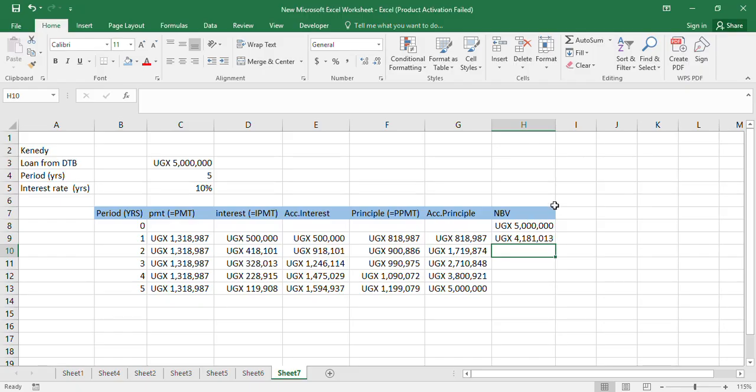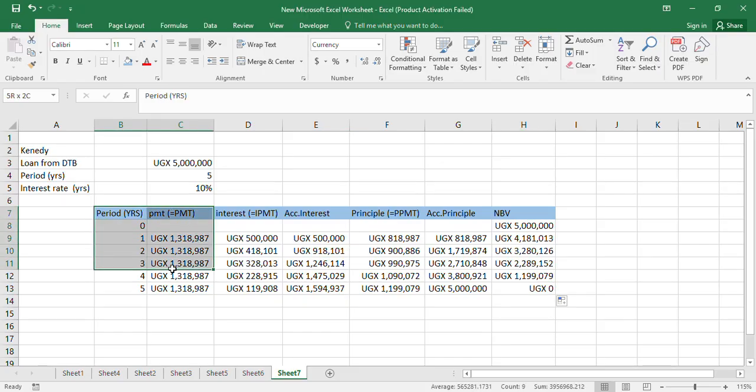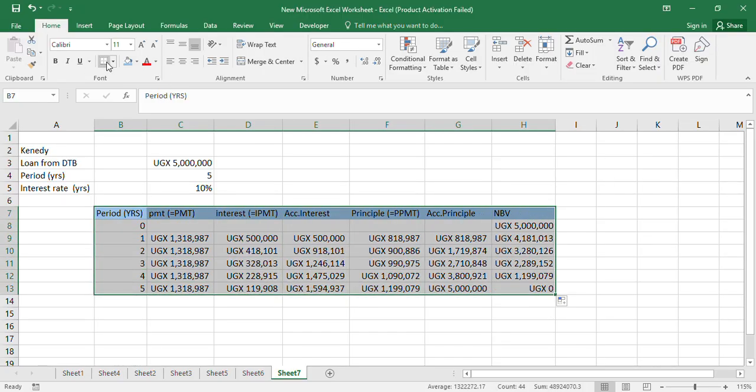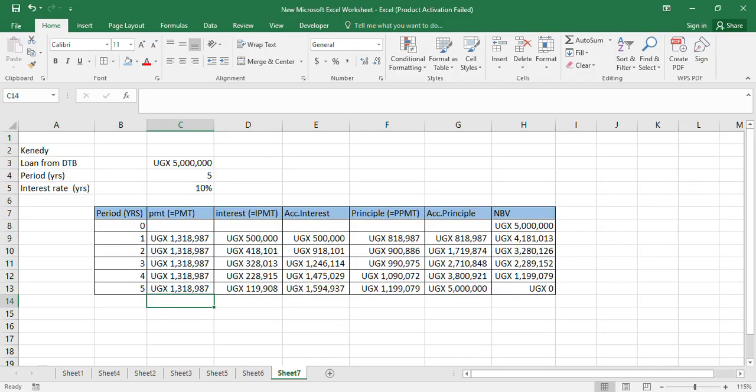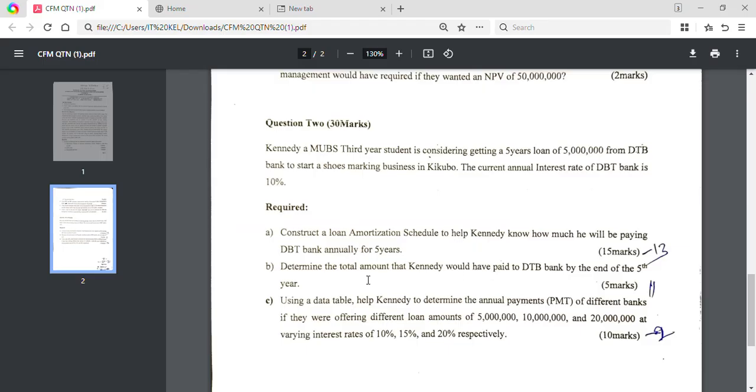Now we shall click here to autofill this also. And the last amount must be 0 for the last year. So we shall put this in all borders. Now, if you go back to the question, it was asking us about what Kennedy will be paying for an annual of 5 years. And then question B was asking, determine the total amount that Kennedy would have paid to DTB by the end of the 5th year.